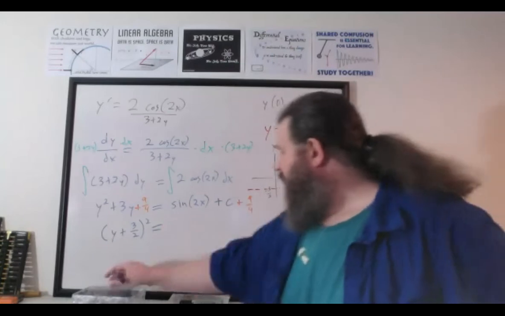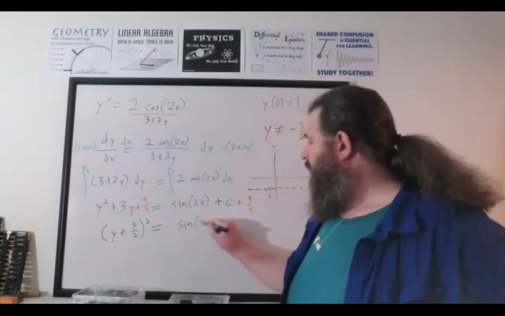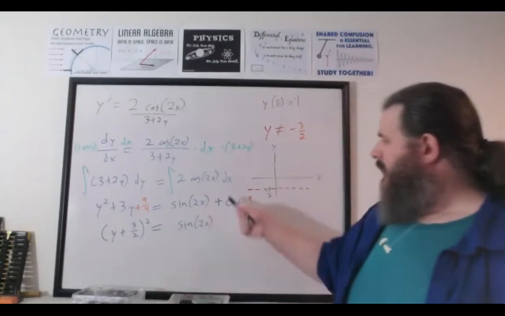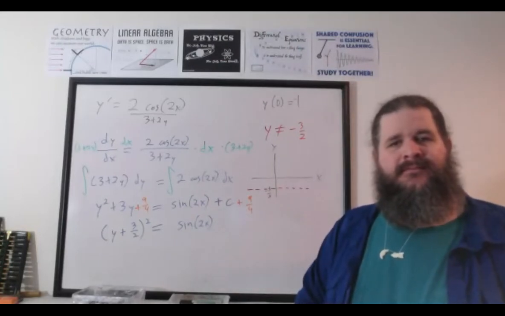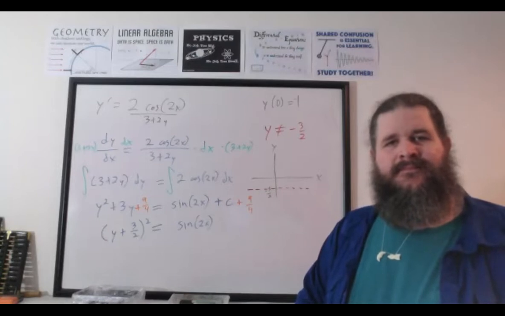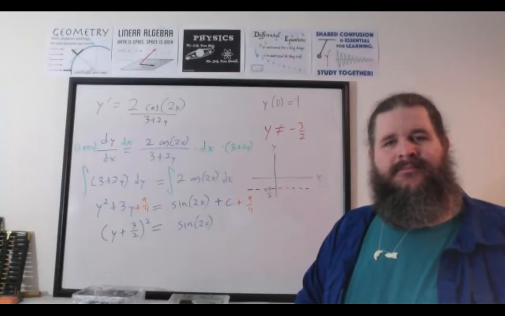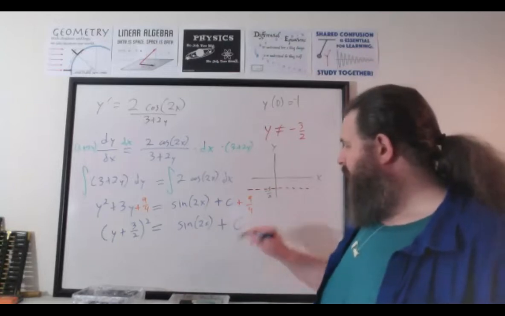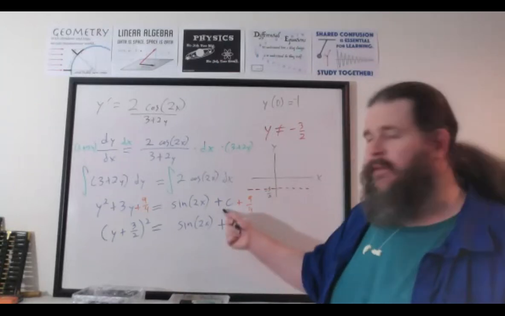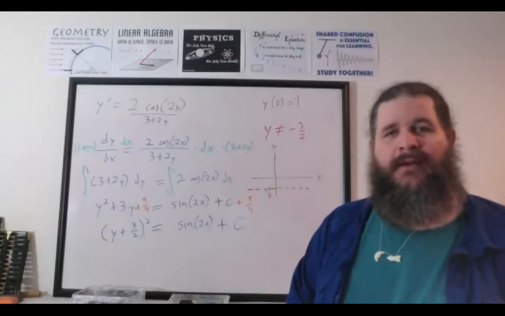And then on the other side, we've got sine of 2x, and also we've got an arbitrary constant plus 9/4. So what's that? You just make it c. Yeah, that's just some other arbitrary constant c. The plus 9/4 can be absorbed into the constant we don't know anyway.